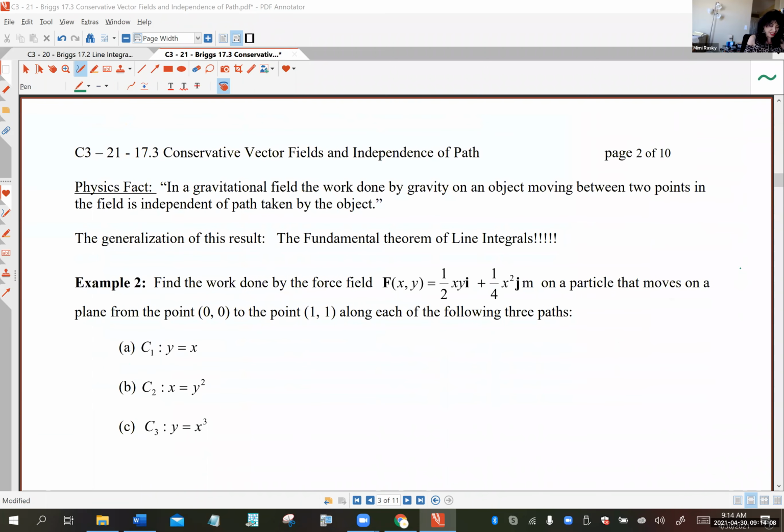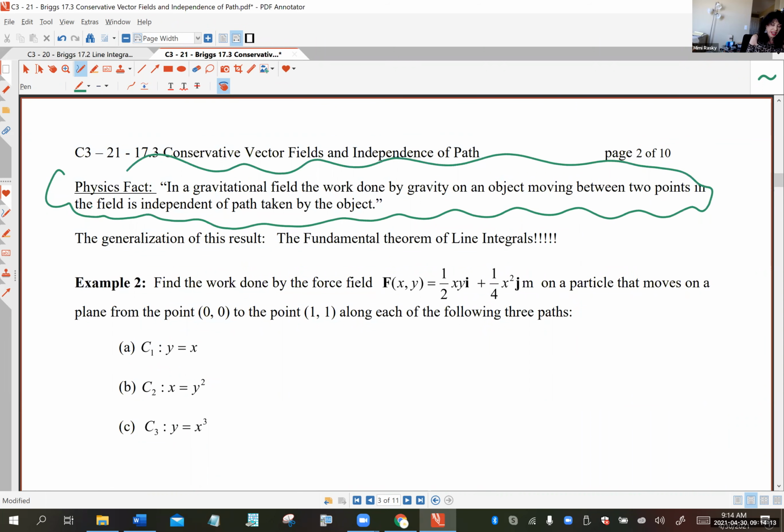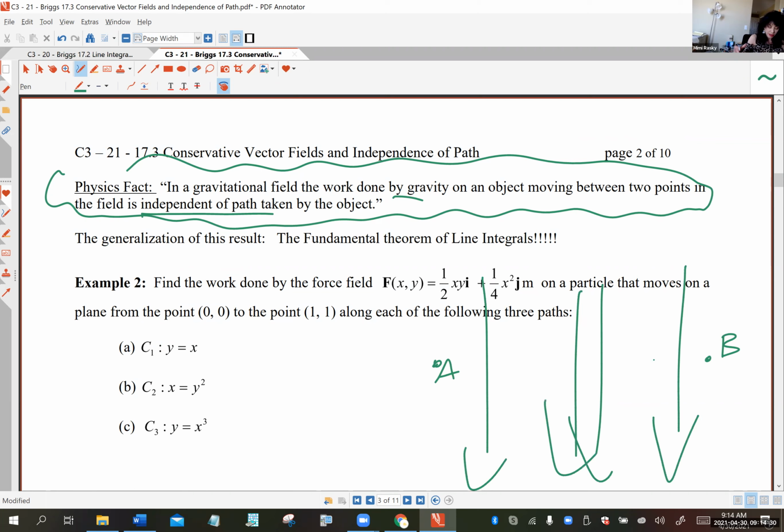So there's this physics fact that if you're in a gravitational field and you're computing the work done on some object by the gravity as it moves between 2 points, it turns out it's independent of the path taken by the object. So, in other words, here's point A and here's point B. Let's say you've got some gravity working on you, pulling you down. And let's say you decided to go from point A to point B like this. Woo! You would get some amount of work done.